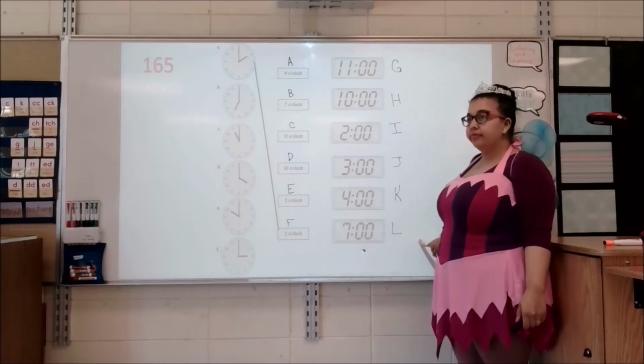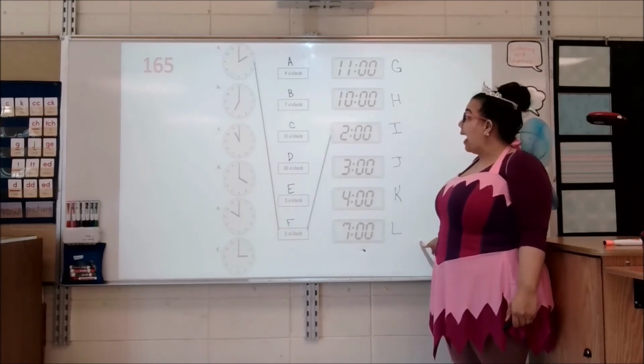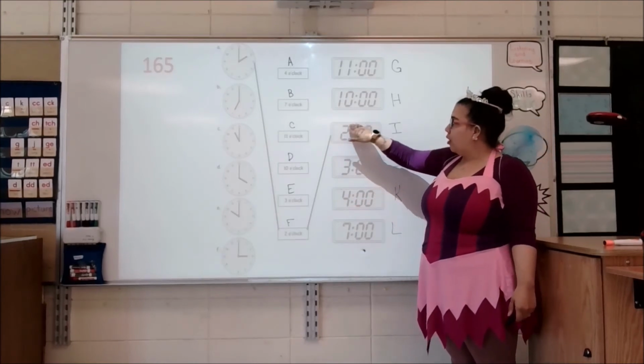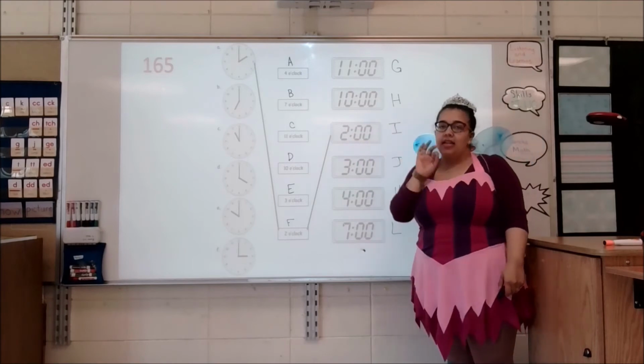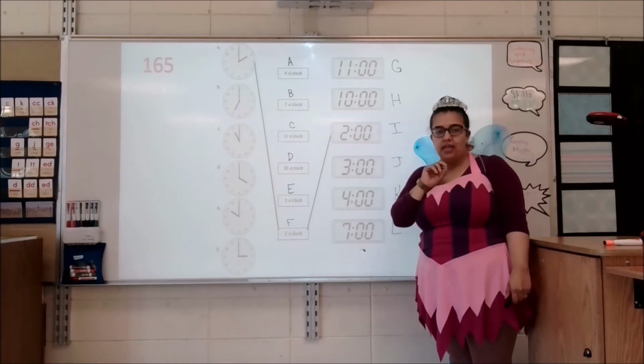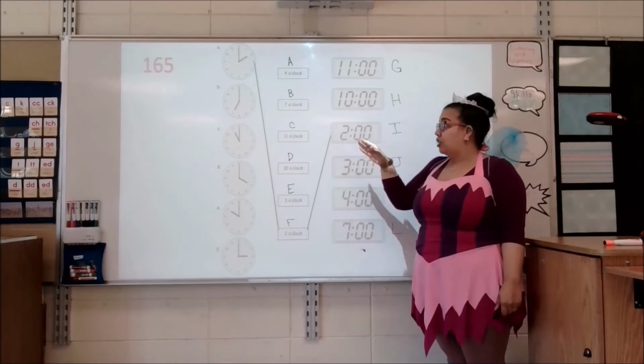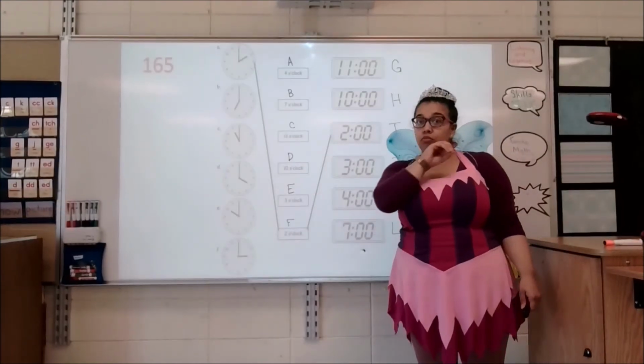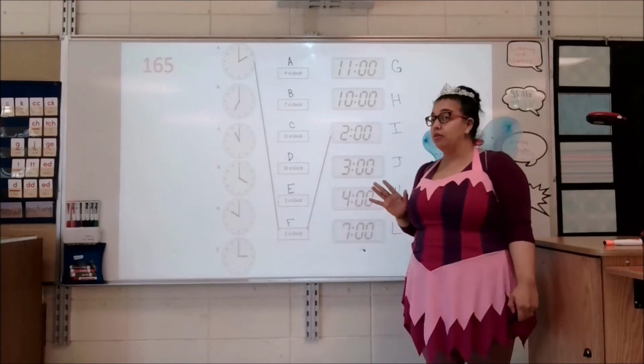G-H-I-J-K-L. So this is 2 o'clock on a digital clock. You write it as 2:00. Yes, you have to have both zeros. Each zero has meaning and value, just like the symbol has meaning and value. I'm telling y'all, these symbols, some things are made of entirely symbols.